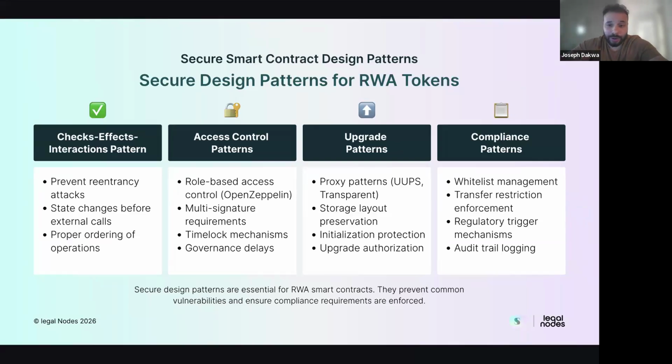Brilliant. So yeah, these are great. These are some common design patterns that you can implement to prevent some of the previous issues we discussed. So, the checks, effects, interaction pattern. I use this all the time. This is effectively, at a high level, let me explain.